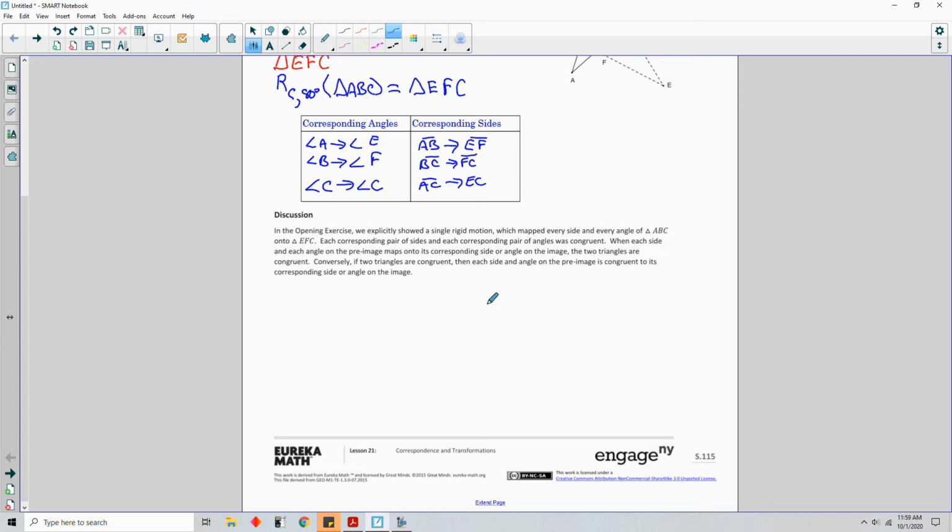Okay, discussion. In the opening exercise, we explicitly showed a single rigid motion, which mapped every side and every angle of triangle ABC onto triangle EFC. Each corresponding pair of sides and each corresponding pair of angles was congruent. When each side and each angle on the pre-image maps onto its corresponding side or angle on the image, the two triangles are congruent. Conversely, if two triangles are congruent, then each side and angle on the pre-image is congruent to its corresponding side or angle on the image. And there's an abbreviation I use for that, and that is CPCTC. Corresponding parts of congruent triangles are congruent. CPCTC.